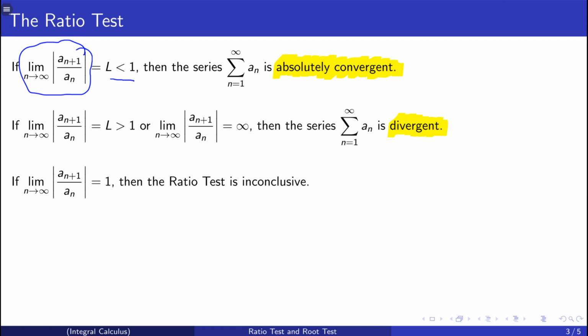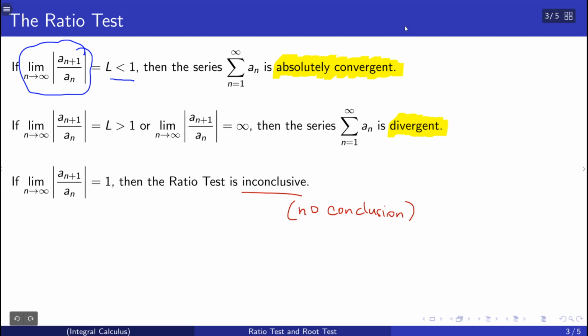Finally, what if this limit is exactly 1? Well, this is a special case for the ratio test, because the ratio test does not actually tell us anything in that case. In other words, it's inconclusive. No conclusion here.